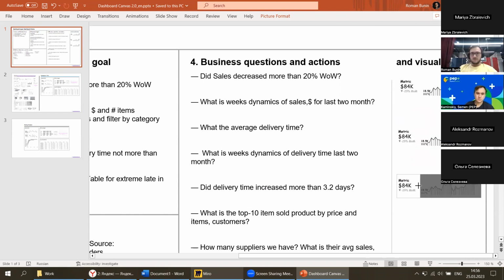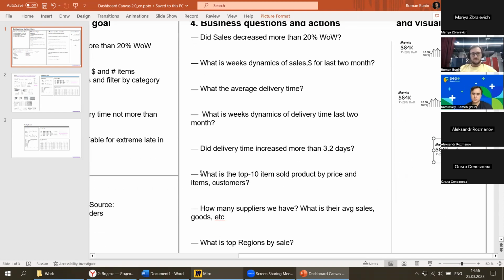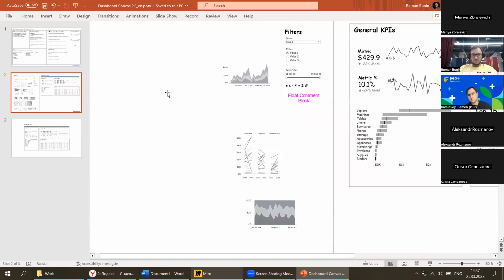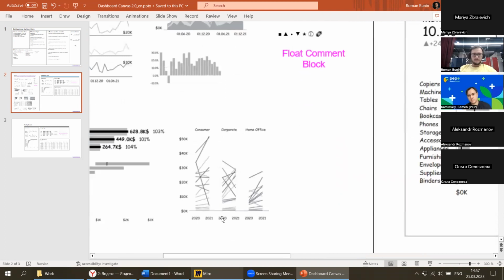So, what are the top 10 items sold by product? What do you consider for this one? Bar chart. We have three metrics here: by price, by items, by customers. How do we handle it in a bar chart? Bar chart is okay, but we have three metrics, so it's going to be three bar charts, or it's going to be something else. What would you say?